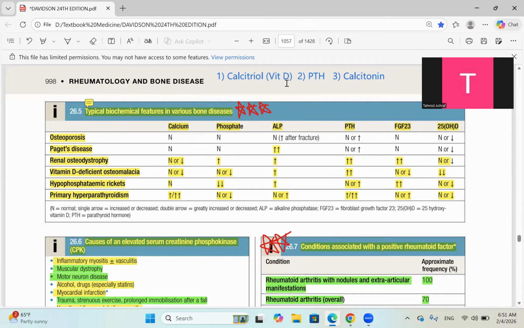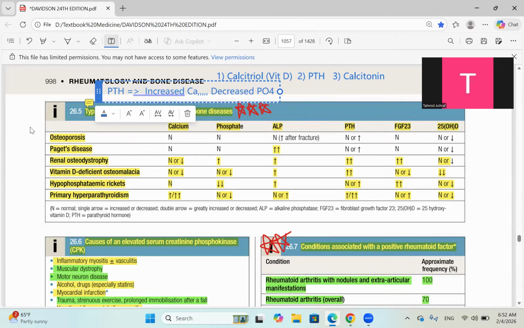We'll start with parathyroid hormone because this is the most important one. So parathyroid hormone, what is its role? Parathyroid hormone increases the blood calcium level. So it causes increased calcium. But at the same time, it decreases the blood phosphate level. So decreased phosphate. This is the role of parathyroid hormone. It increases calcium level and decreases phosphate level.